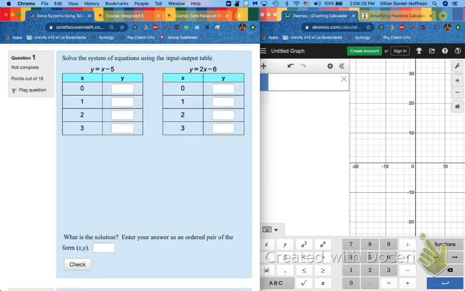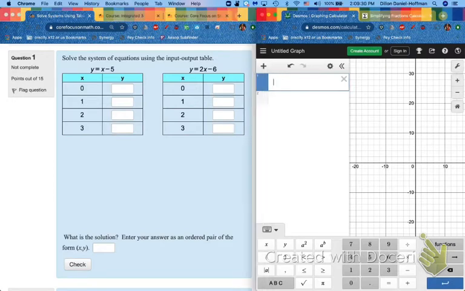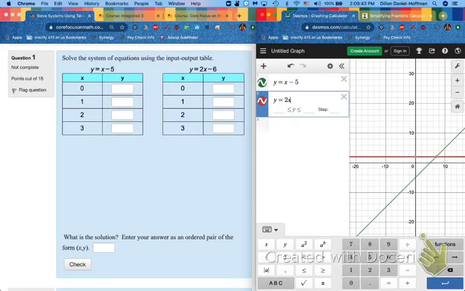The table function in our TI-84 Plus graphing calculator in class and also in Desmos is very handy to fill out and copy tables like we have in number 1. Here's what we do. Whatever left equation you have, just type that in first. So I've got y equals x minus 5. And then below that, I have y equals 2x minus 6. And there you go. We have our graphs, but we want to get the table.